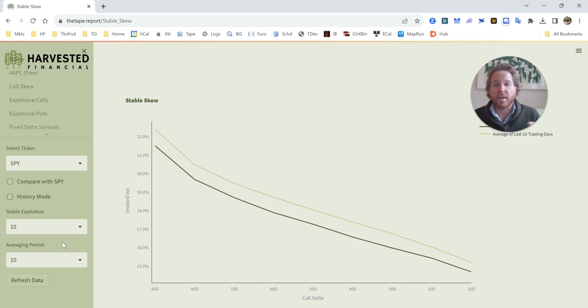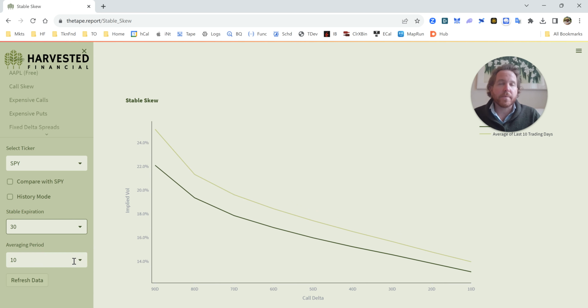What is SPY vol doing versus what's Apple vol doing? So we have our delta space on the horizontal axis, and then we can choose different stable expirations. Am I looking at 10-day vol today versus 10-day vol yesterday? And so we have 10, 30, 60, 90 stable expirations. The other parameter that we use in this basic mode is the averaging period.